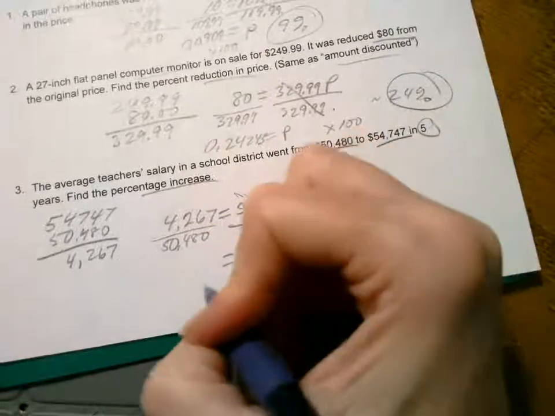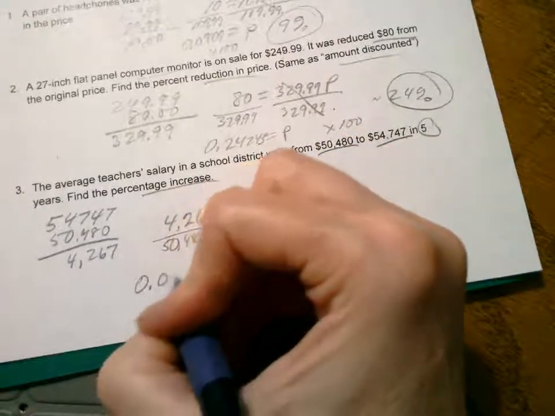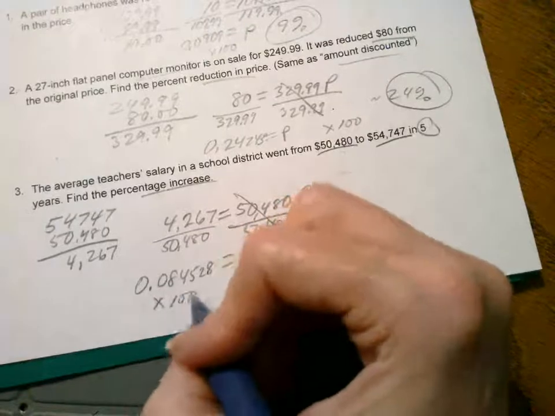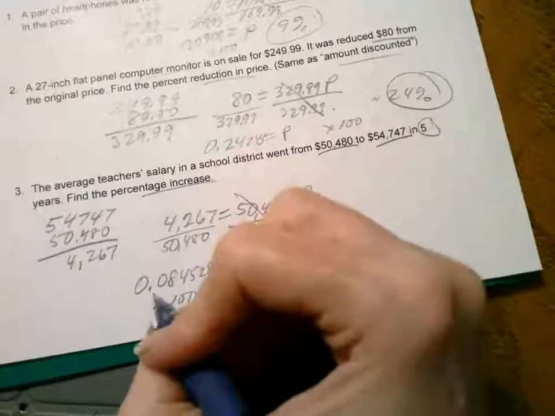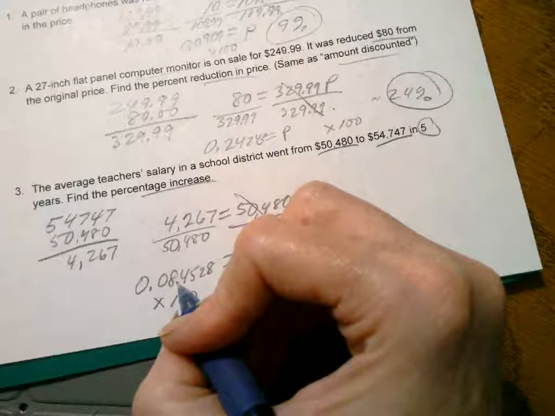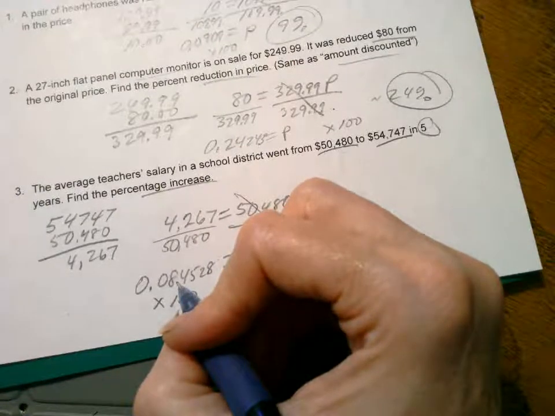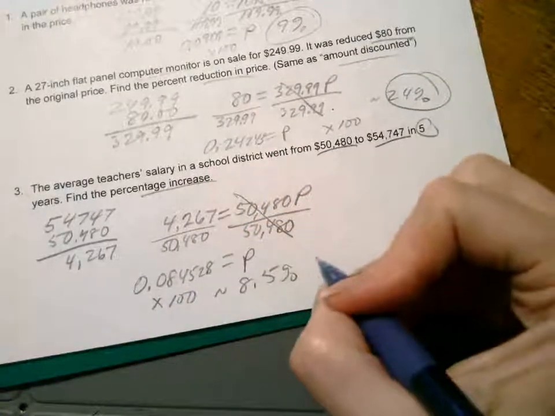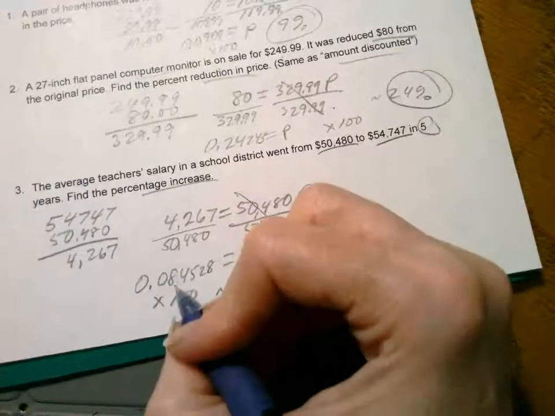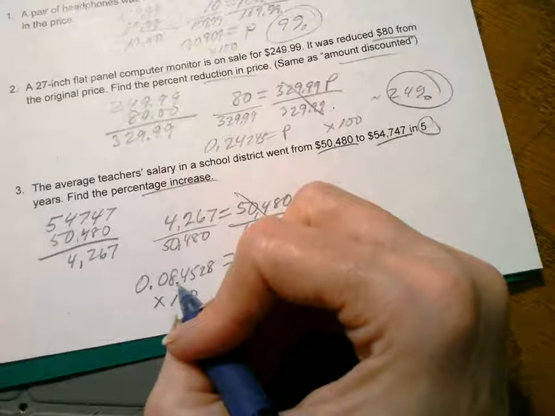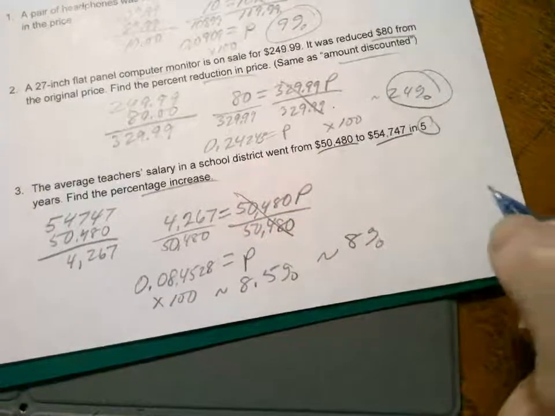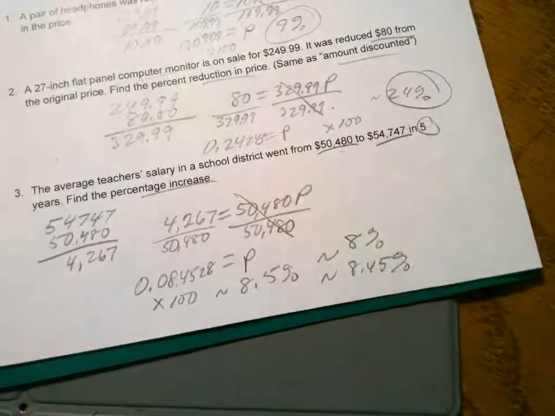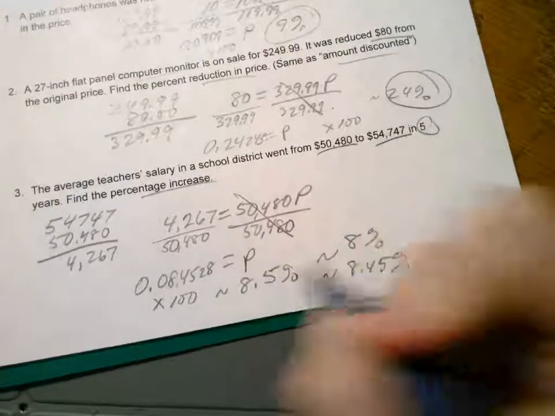All right, that gets my P alone on one side, and we get 0.0845 and so on. So we want to multiply by 100 to get approximately 8.5. If I just randomly decided to round it to 1 decimal, it would be 8.5. If it wanted the whole number, it could also be 8, because you'd be looking at the 4, and the decimal will be here. So the nearest whole number would be here. Also accepted would be 8.45. So it depends where you round, but all of these are rounded properly.